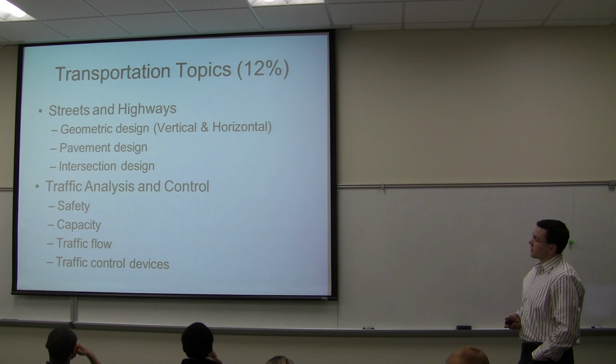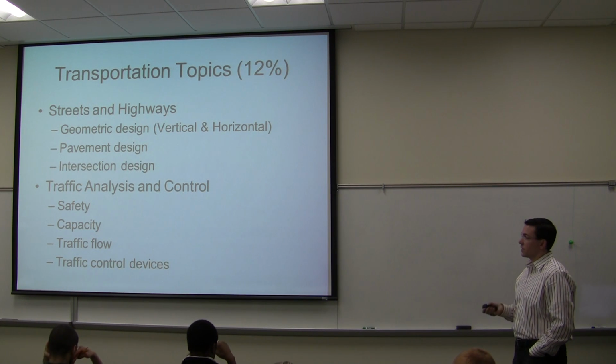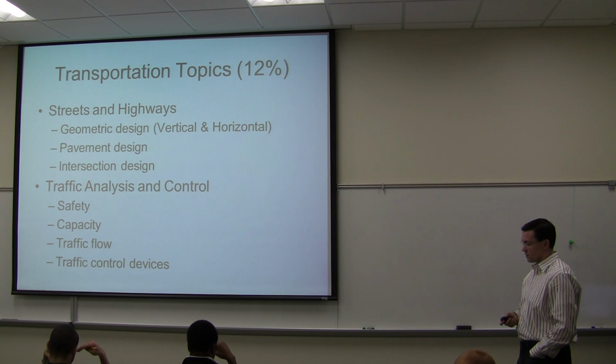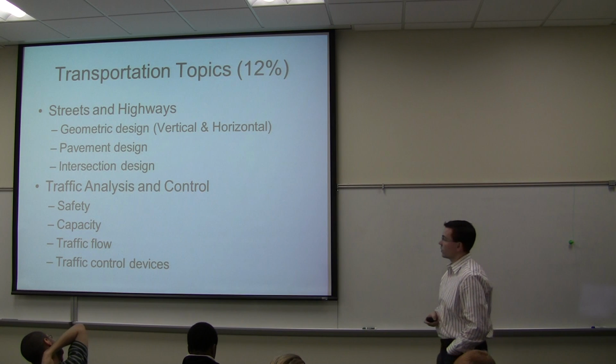So intersection design, really the only thing I want to cover on intersection design is yellow and all-red times. I know those are covered to an extent. Beyond that, I don't know. I've never heard of anything else intersection related that's covered.